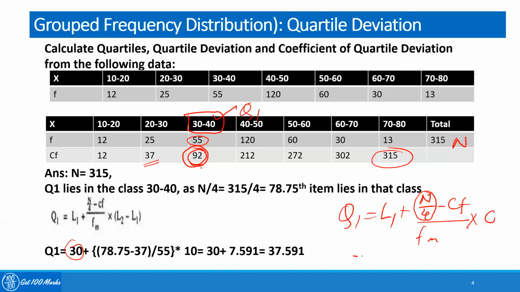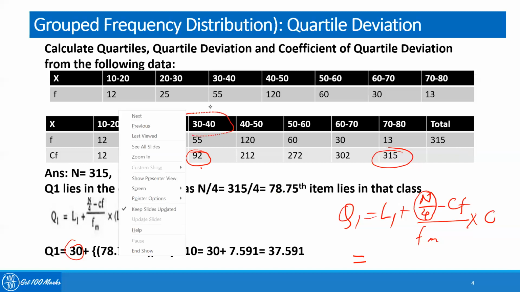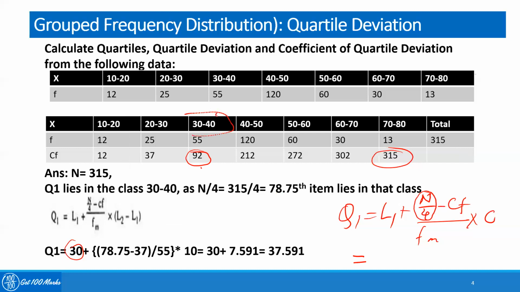So I repeat the same thing. L1 is the lower boundary of the quartile class. To identify the quartile class, you have to find N by 4. 315 by 4 is 78.75. We have to check in the CF row where the value is more than 78.75, which is 92. Therefore, our quartile 1 class is this class.